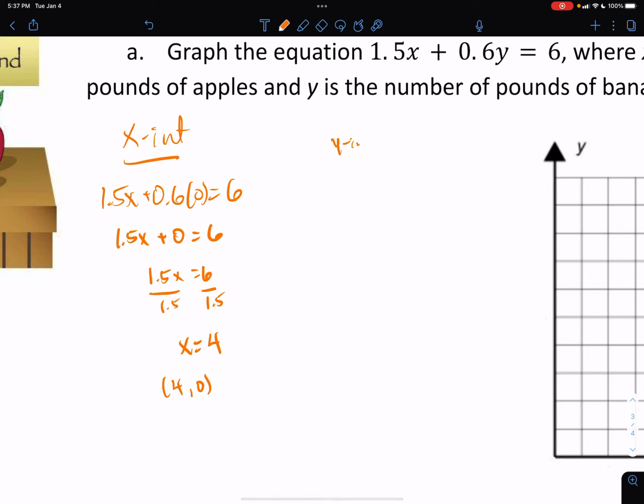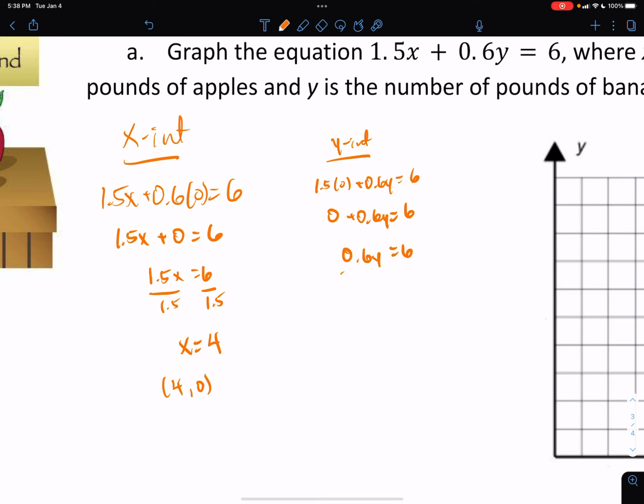Now let's do my y-intercept. That's when x equals 0. So just think opposites. X-intercept, y equals 0. Y-intercept, x equals 0. So 1.5 times 0 plus 0.6y equals 6. 0 plus 0.6y equals 6.